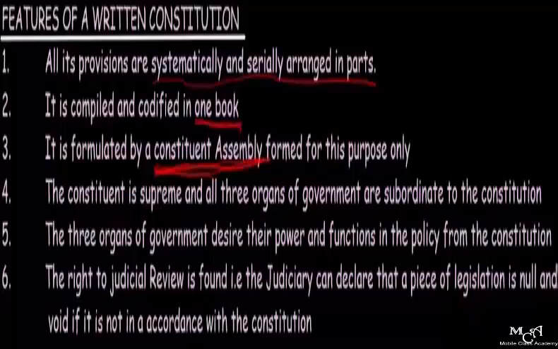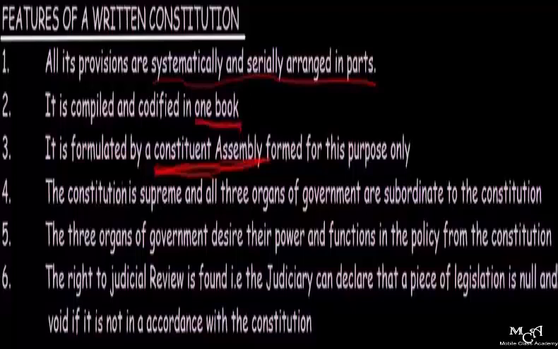Number 4, the constitution is supreme and all the organs of government are subordinate to the constitution. So we are saying that the constitution is supreme. If you remember earlier in chapter 2, we talked about the supremacy of the constitution. Most countries that practice such a system also uphold the principle of constitutional supremacy. So the written constitution is supreme and all the 3 organs of government are subordinate to the constitution. That means the doctrine of the supremacy of the constitution naturally follows in a written constitution.